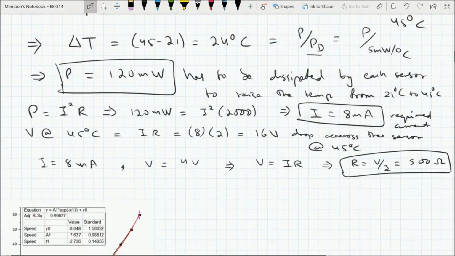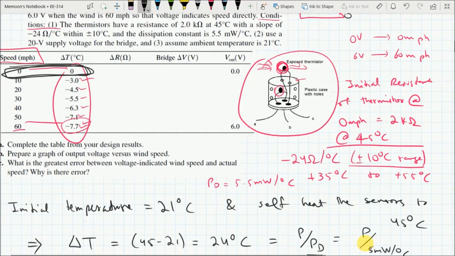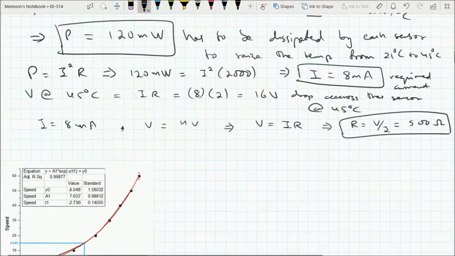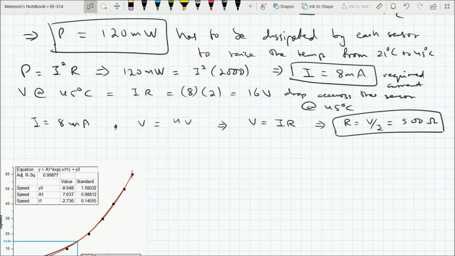So your one condition, one requirement, is that you have to get a 0 volt for 0 miles per hour speed when the delta T was 0, and when both of these thermistors are at 45 degrees Celsius, no wind speed, no cooling, you are getting a 0 volt output. Now let's move on to the next step.